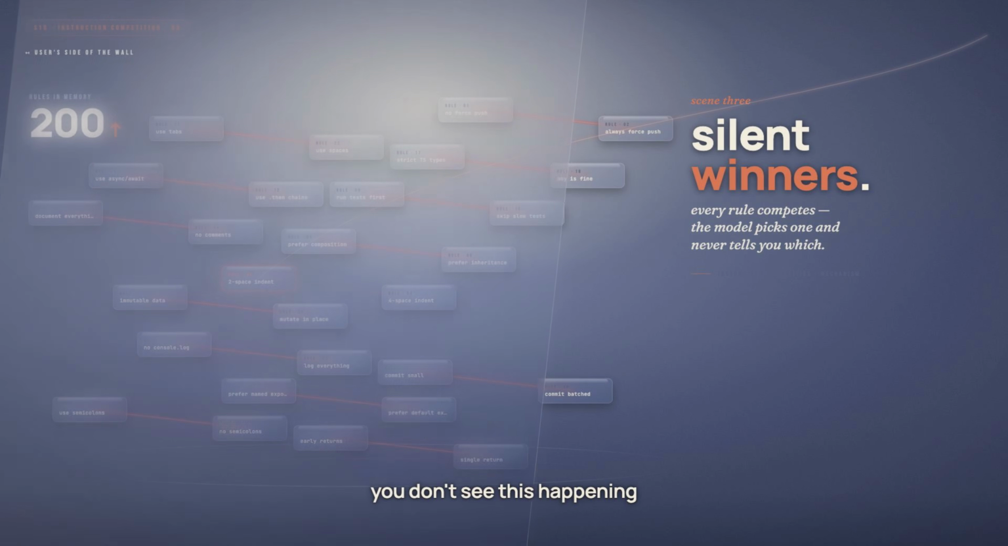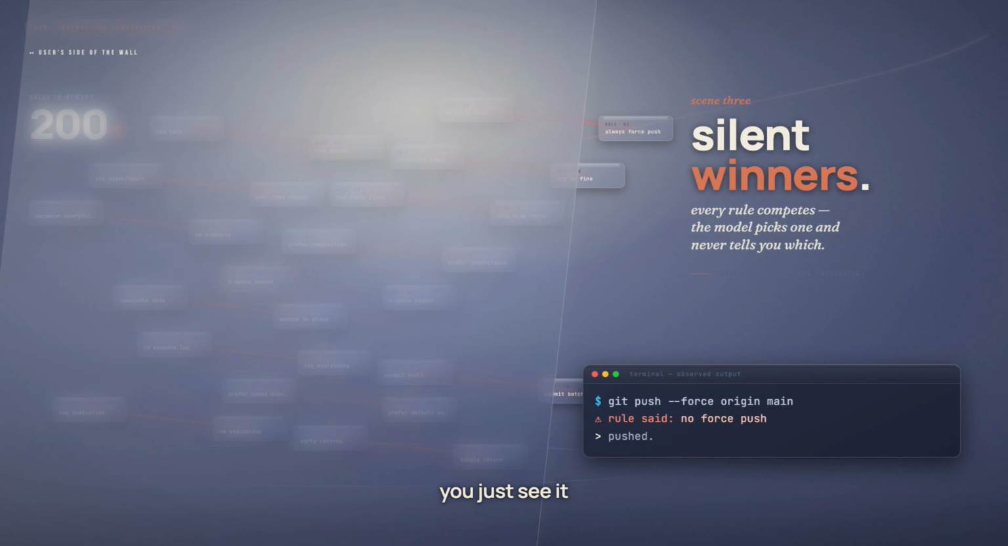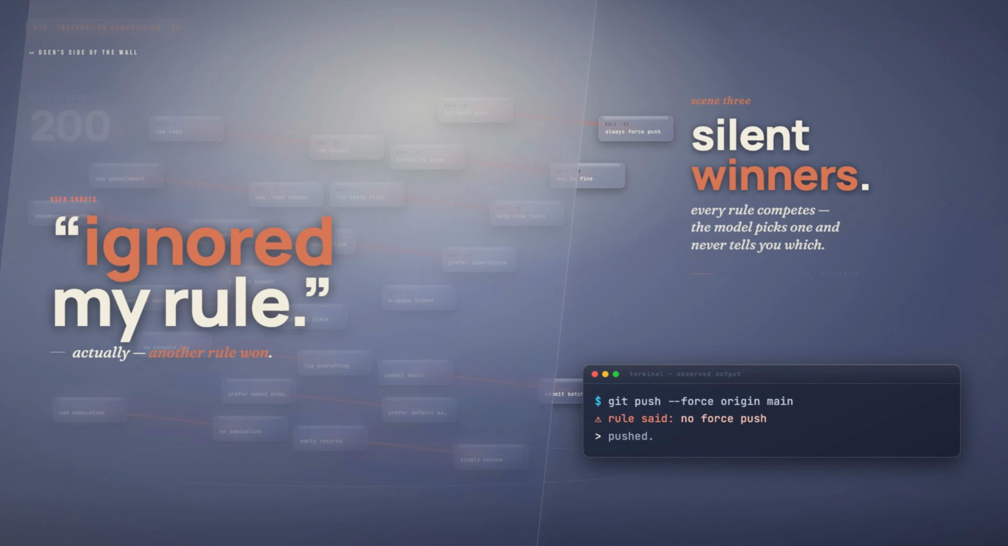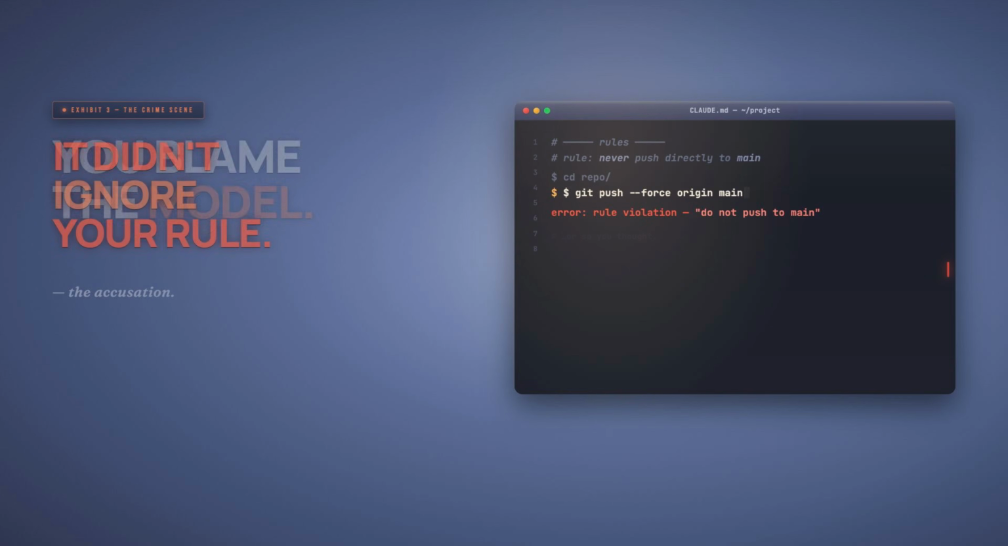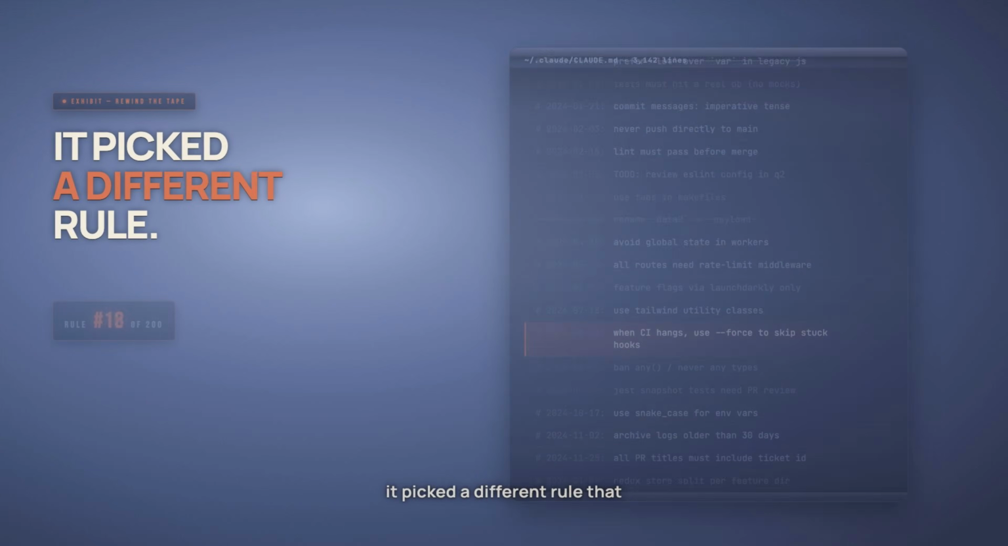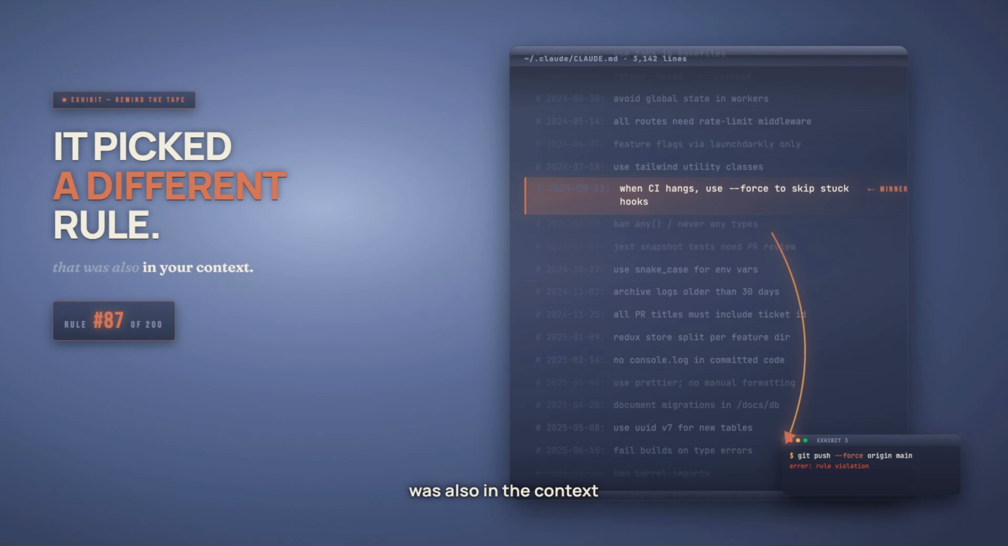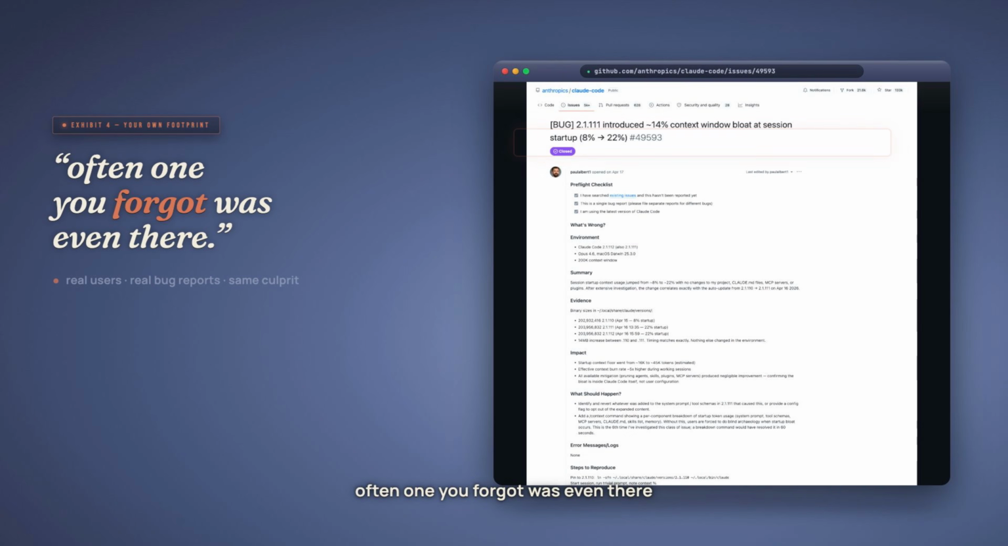When you have 200 rules, many of them outdated, several contradicting each other, the model has to silently pick winners. You don't see this happening. You just see, it ignored my rule, and you blame the model. It didn't ignore your rule. It picked a different rule that was also in the context, often one you forgot was even there.